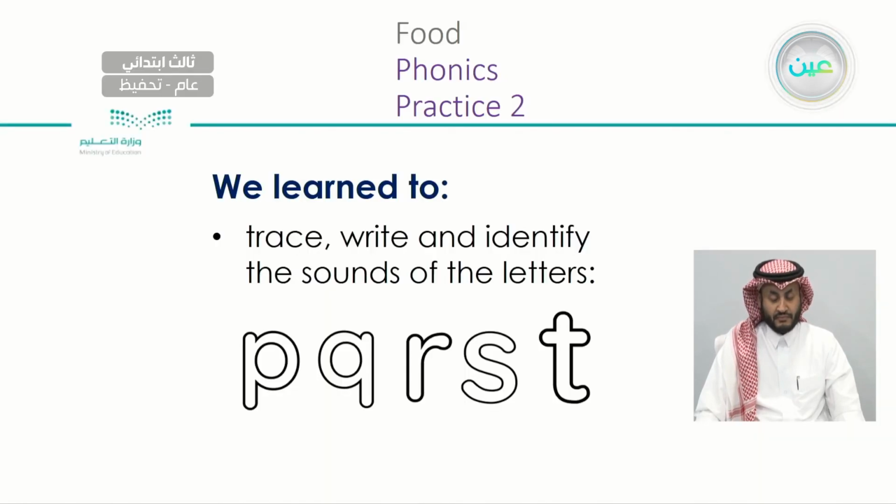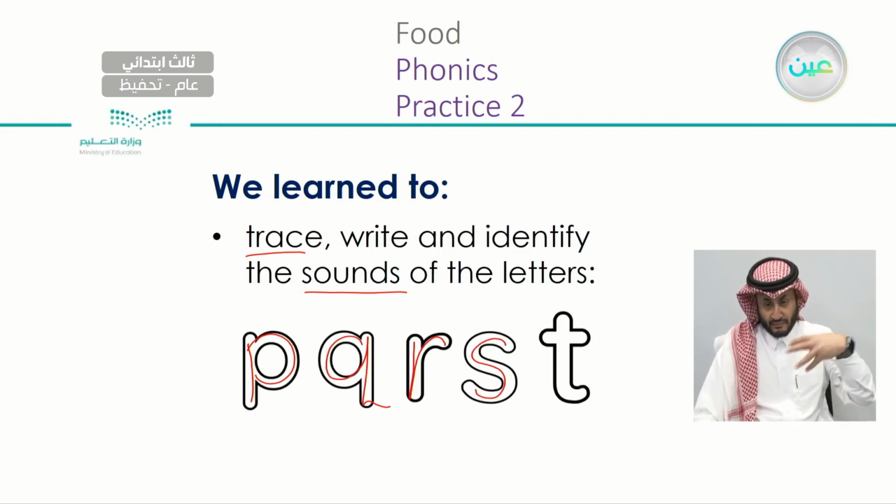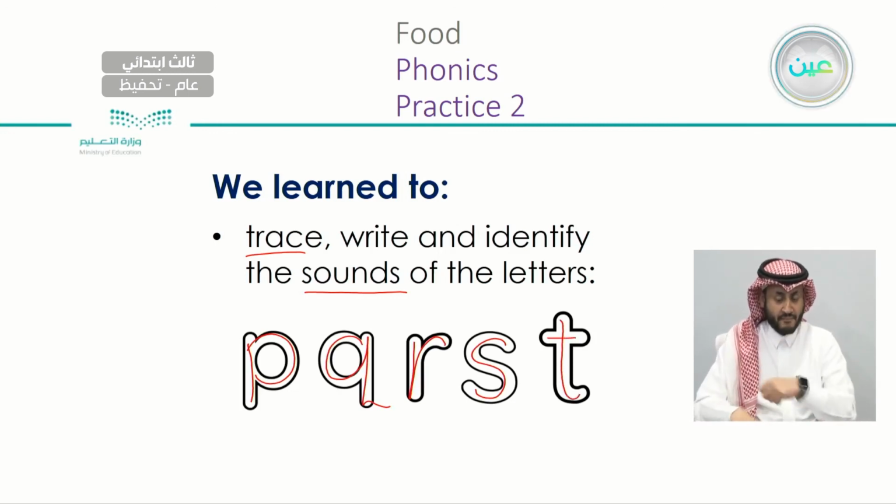Okay, now we are going to review what we did today. So we learned how to trace, write and identify the sounds of the letters P for pen, Q for quilt, R for rabbit, S for sun, and T for tiger.